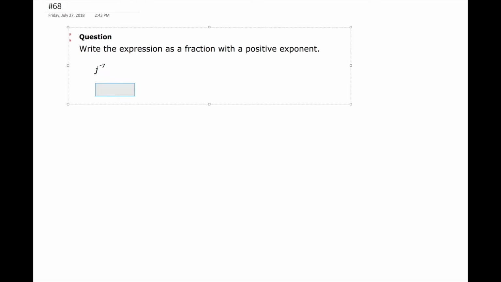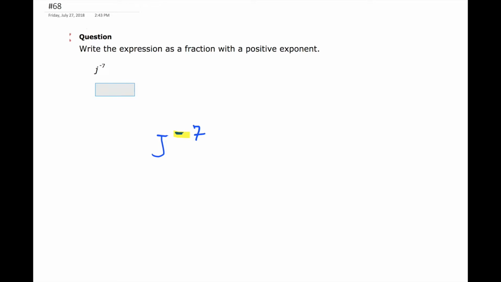So you see this exponent right here? See how this is j, so it's j to the negative 7. This minus has nothing to do with a negative. It's kind of weird, but this does not mean negative in any way, in terms of putting a negative in front of the answer.